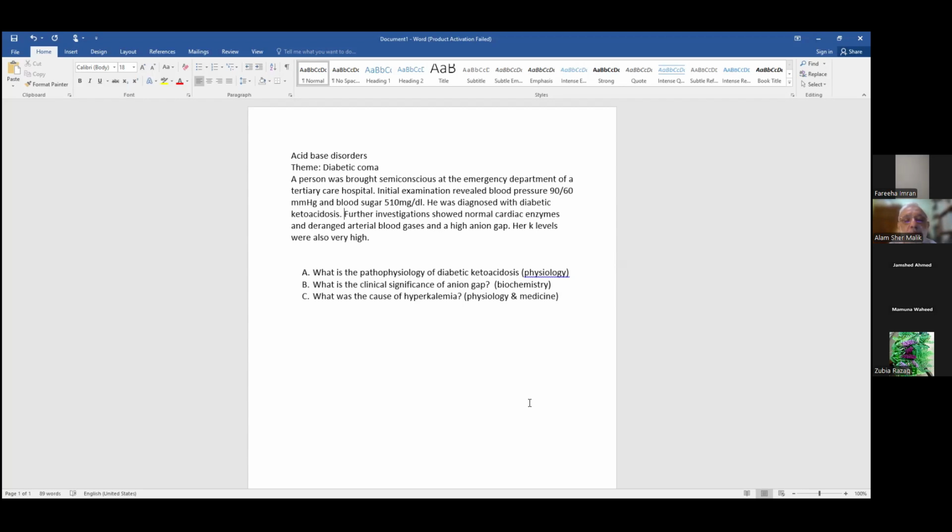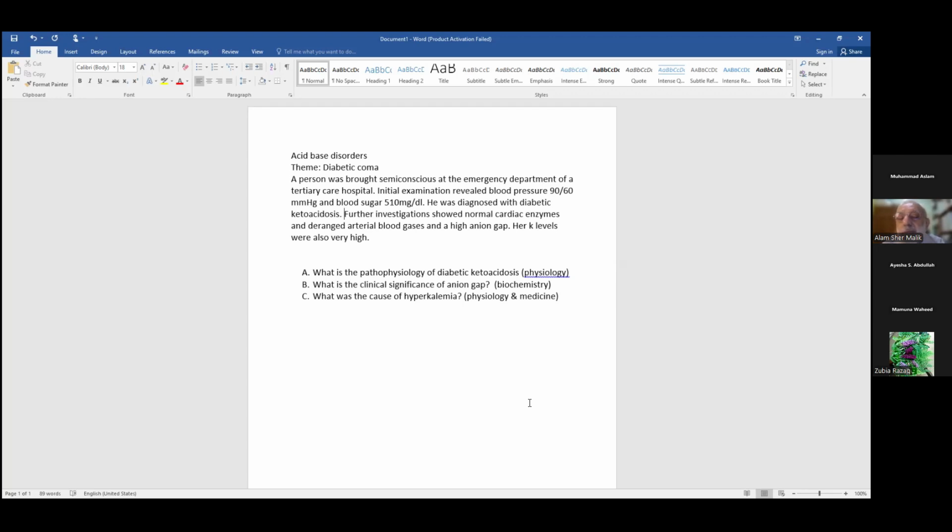So the questions are: what is the pathophysiology of diabetic ketoacidosis, which will be specifically with reference to physiology. And then, what is the clinical significance of the anion gap, which pertains to biochemistry. And what was the cause of hyperkalemia in this patient, which is addressed by both physiology and medicine. Okay, let's see the comments from other participants. I think it's a very interesting scenario and a very good effort on the questions. Let's see the comments from others.